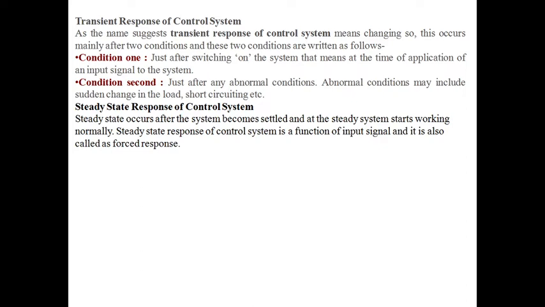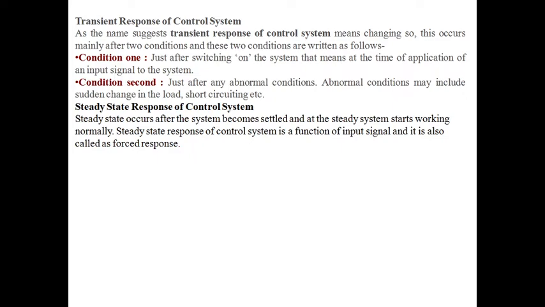So this is type 1. And the second condition is just after abnormal conditions, which may include a sudden change in the load, short circuiting, etc. So whenever there is an abnormal change, there is a change in system response. So this is the transient response.